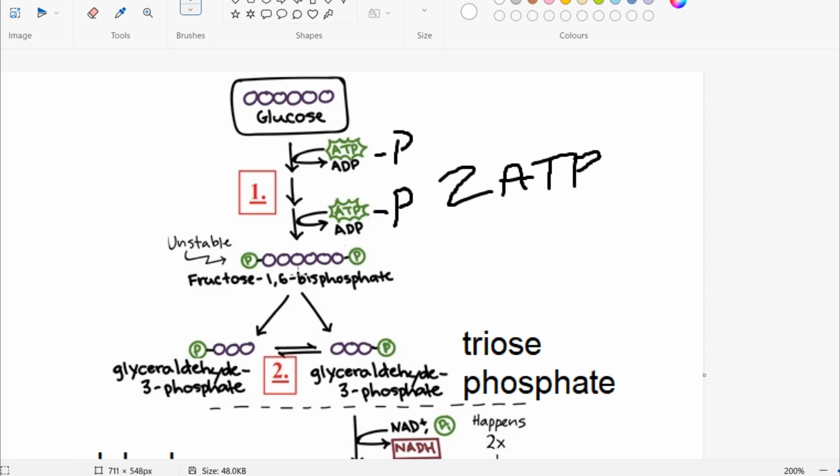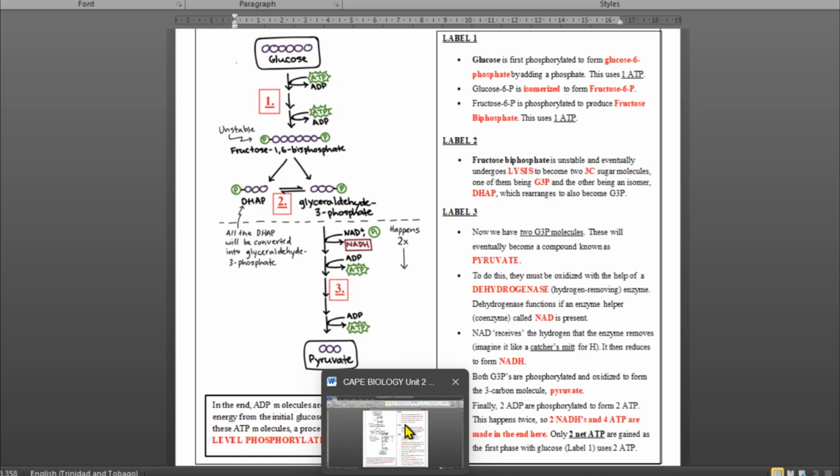Why does it do this? So it could be unstable to turn into triose phosphates, which is 3 carbon sugars, which eventually turn into pyruvate. And that would be the essence of our answer here.